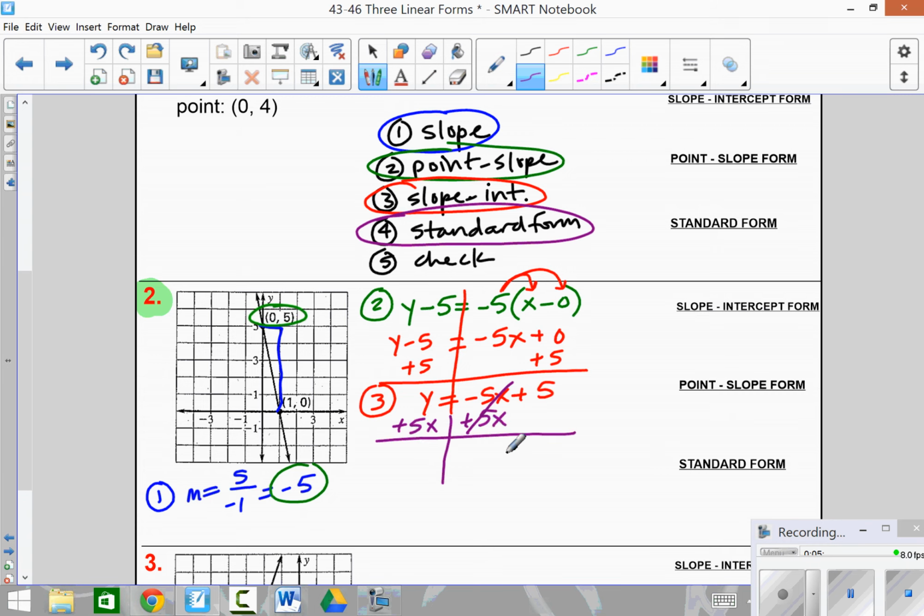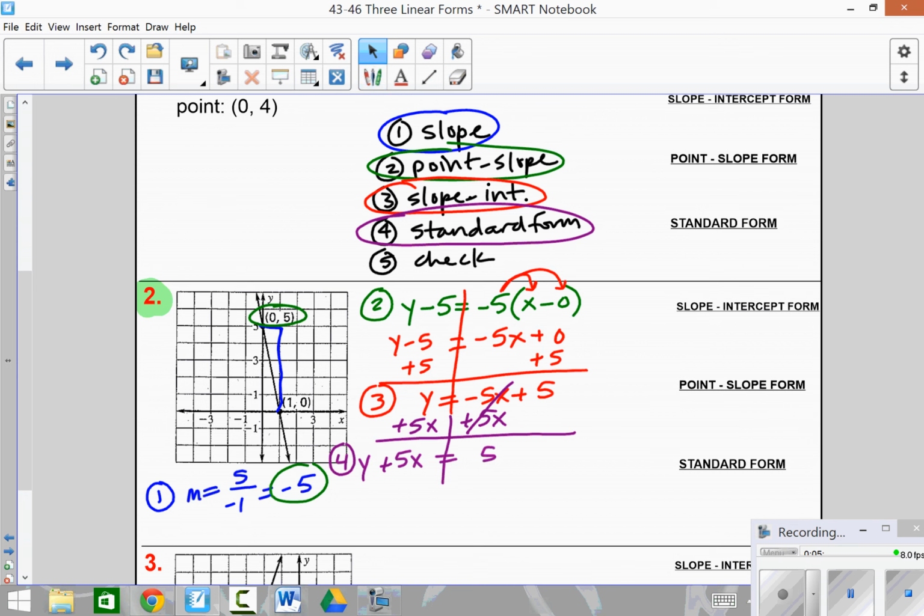So that cancels out. The 5 drops down, it's positive, and I'm going to end up with y plus 5x. Okay, and there's your standard form. That would be your step 4 that we just completed here. Okay, and step 5 is your check. Let's make sure it actually works.